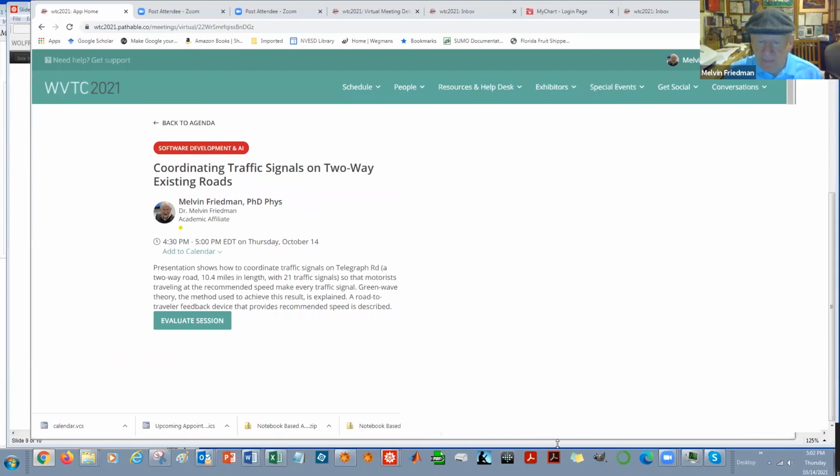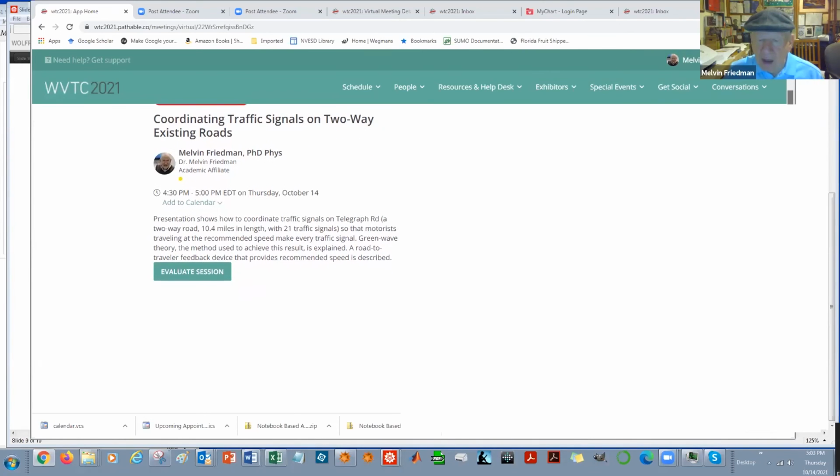Yes. Thomas has asked, mid-block traffic emanators or sponges, railroad interactions and grade separated highways are problematic for our community. Any suggestions on adding those to your model?